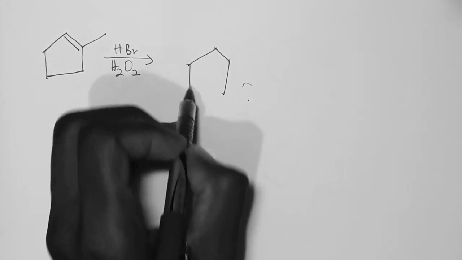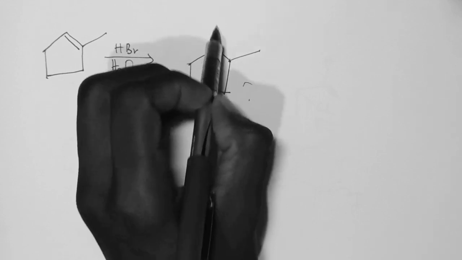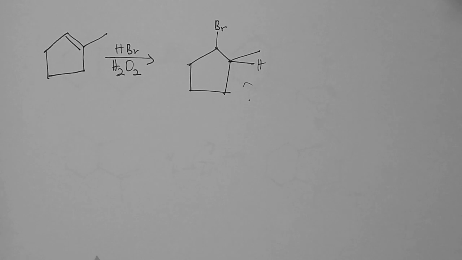Let's consider this reaction. What will be the final product for this reaction? Now, this reaction will lead us to forming the anti-Markovnikov's product. So instead of the Br going to the more substituted carbon, it will rather go to the less substituted carbon. So therefore, the product that will form will be this product. And then the proton will be somewhere here.